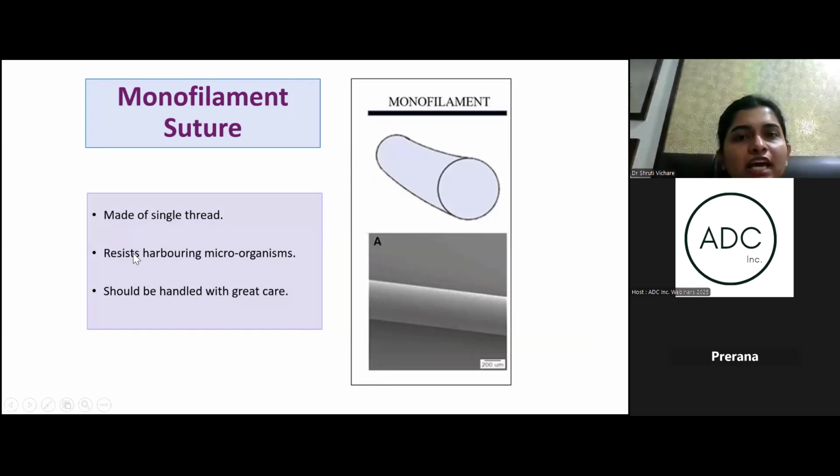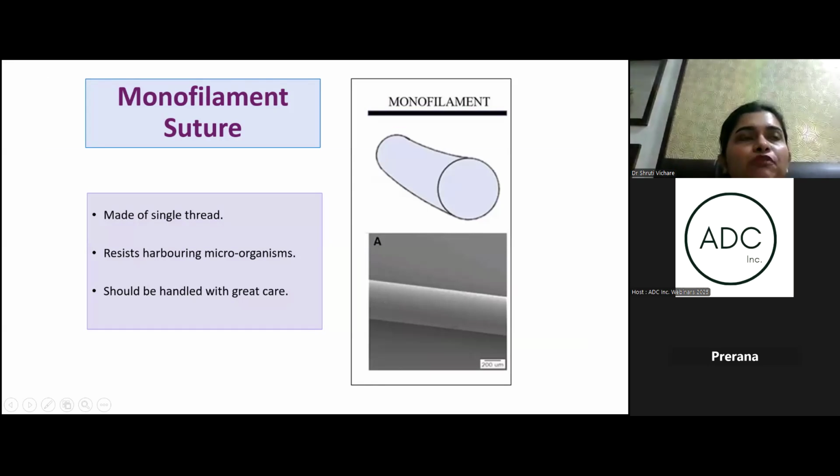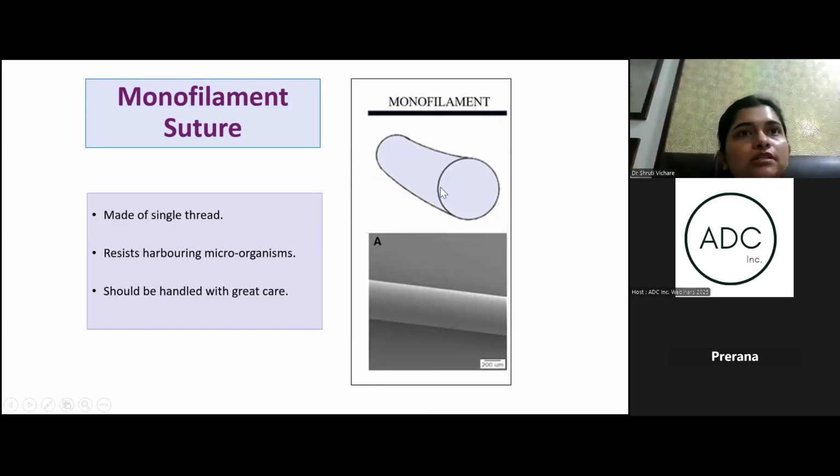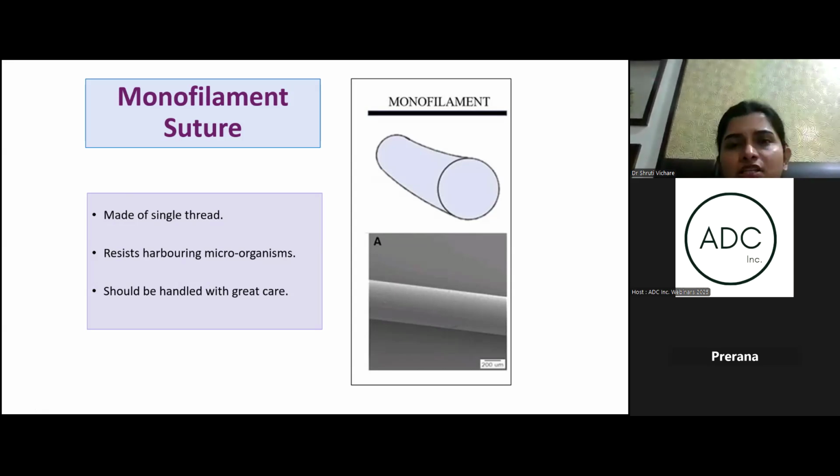Now I want you to very carefully look at the picture on the right side. The surface of this suture is very smooth because you don't have multiple filaments coming together and constituting the suture. Hence, this particular suture passes through the tissue very easily, and also the chances of slipping of the suture through the tissues are more. The passage is very smooth.